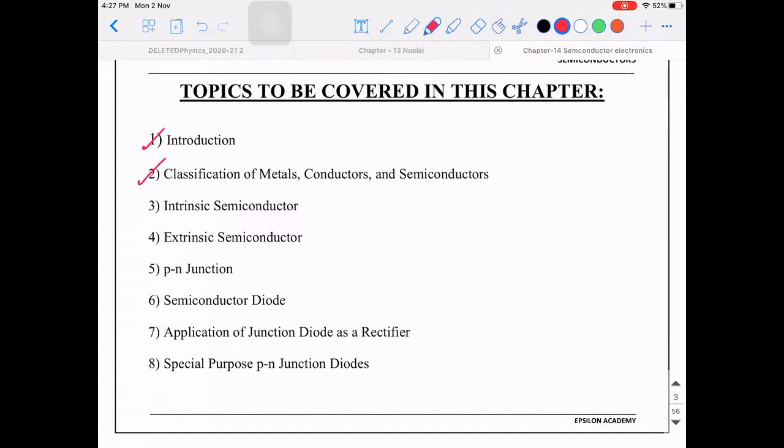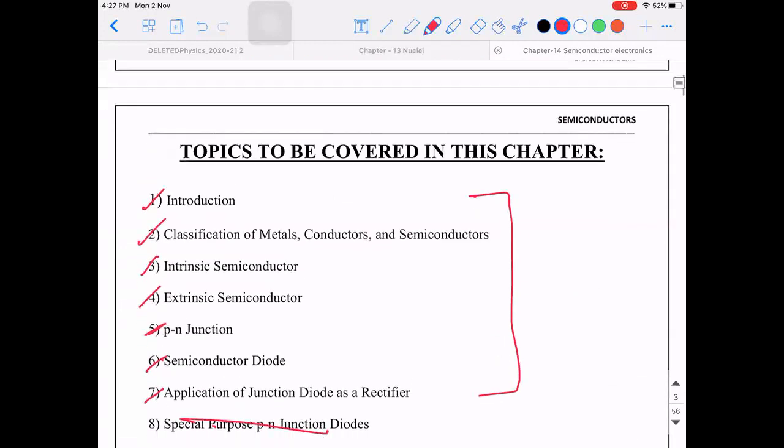We will see what is the introduction of this chapter. We will see what is the classification of metals, conductors, semiconductors. We'll see what is intrinsic and extrinsic semiconductor. Then we will see PN junction diode, semiconductor diode, and seventh part. From here onwards, it is not there. Okay. Let's get into this chapter.